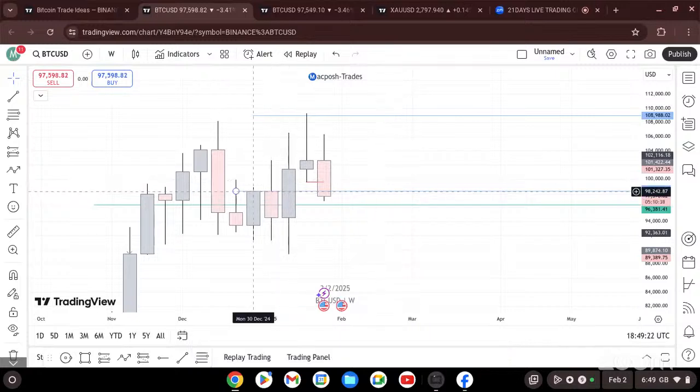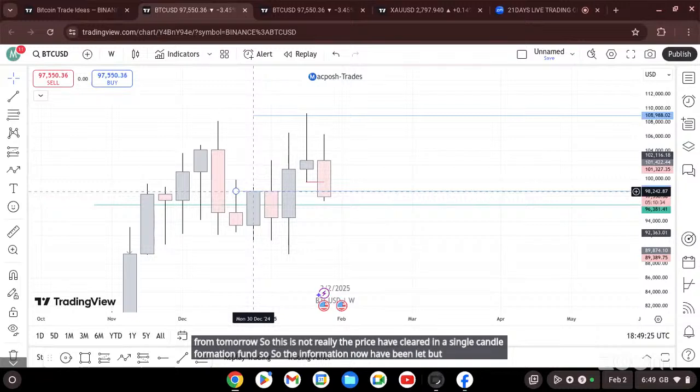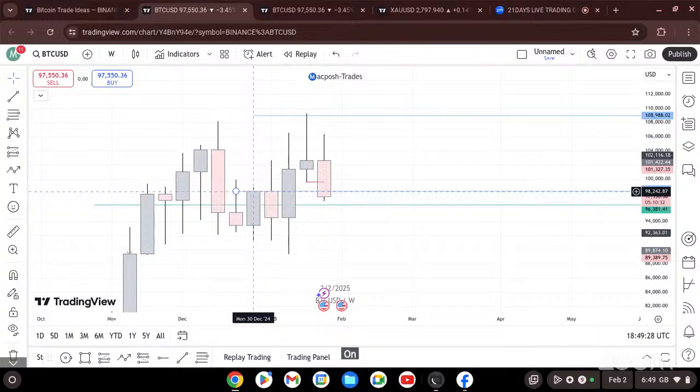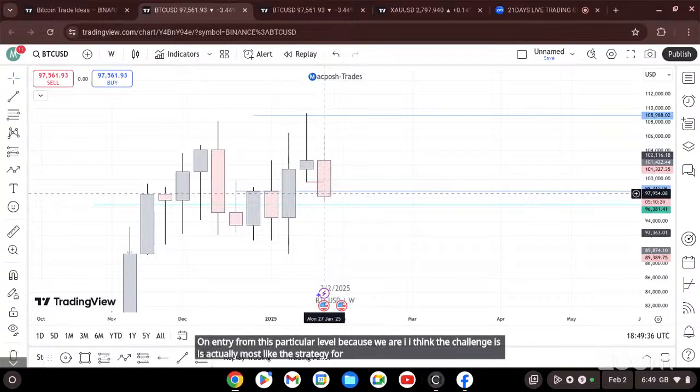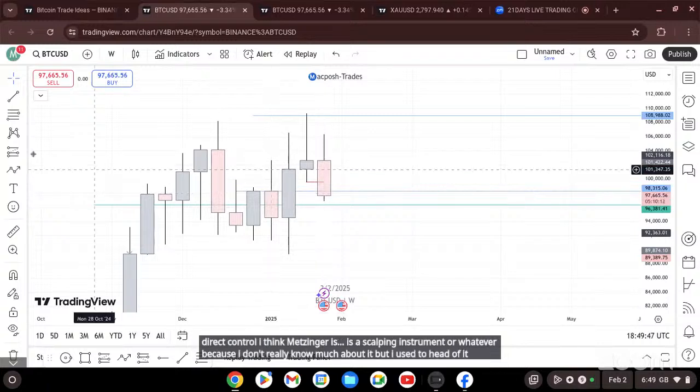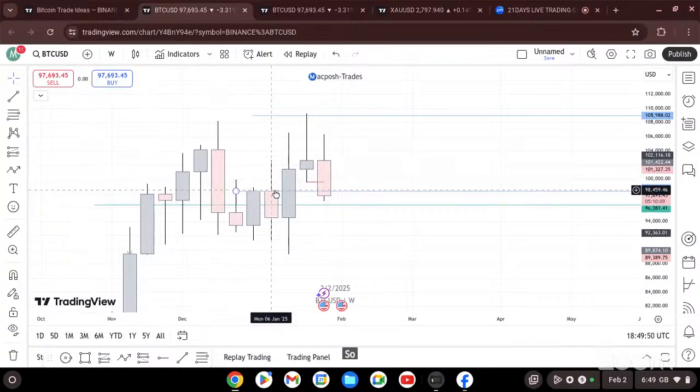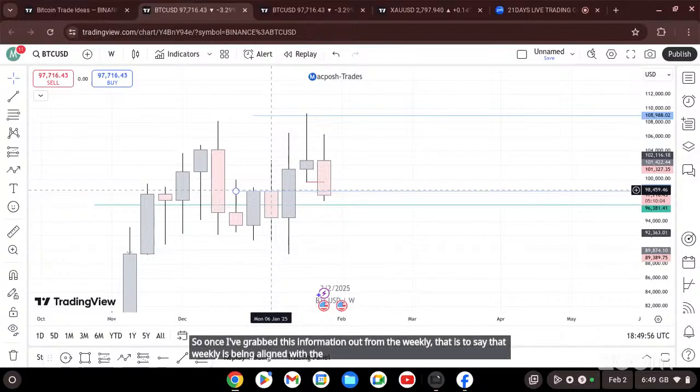The information has now been laid out, but we can't just take an entry from this particular level, because I think the strategy for the challenge is mostly for scalping, and Martingale is a scalping instrument or whatever, because I don't actually know much about it, but I used to hear of it. So once you have grabbed this information from the weekly, that is to say the weekly is aligned with the monthly, we'll be switching down now to the daily to see if the daily is actually aligning with the weekly.